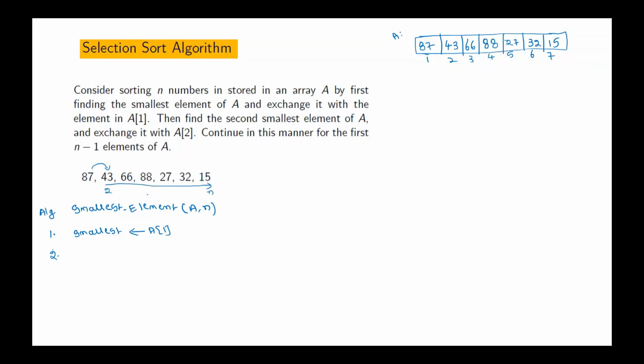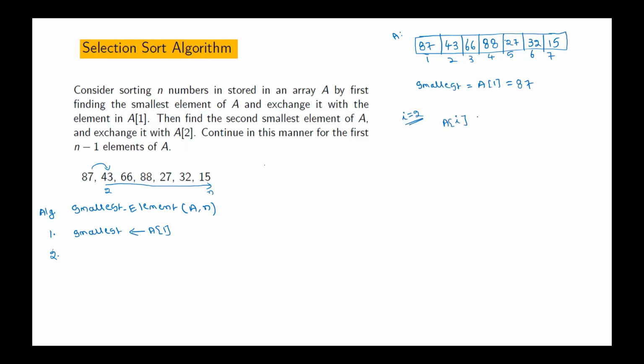Okay. So first, smallest, that also I'll explain. Smallest is A of 1, that is 87. Next we compare. Next element: say I'll take one variable, I equal to 2. What is the element at A of I position?